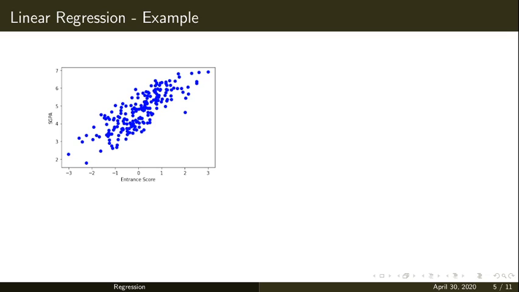You can very well come up with a regression line which almost passes through the middle of these points. So the average squared error, the mean squared error, you can see that by introducing another feature, entrance score, the average squared error or mean squared error drops compared to the previous example.